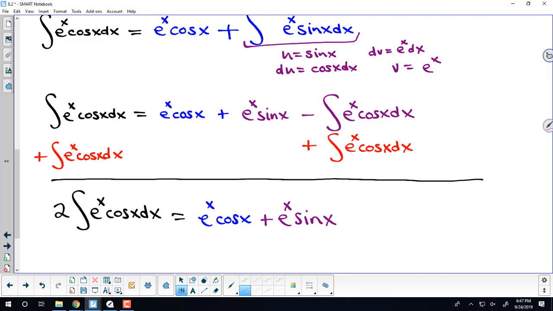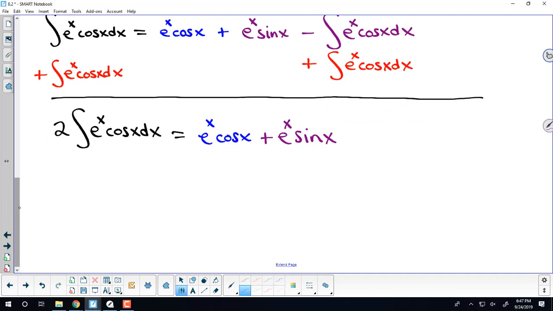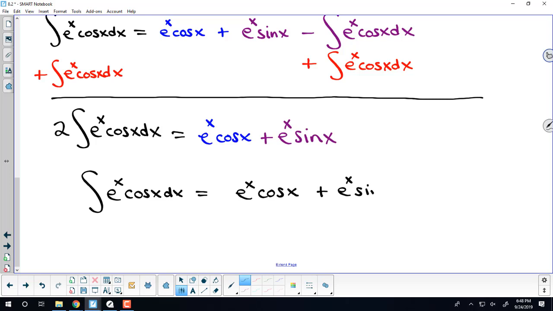Does that make sense? Any of these ones, where you just keep getting the same integral after a couple of repetitions, you always end up solving for that integral. So to solve for the integral, we're just going to divide through by 2. So the antiderivative is all of that stuff over 2. And we have some constant.